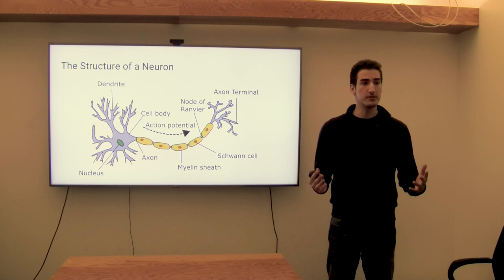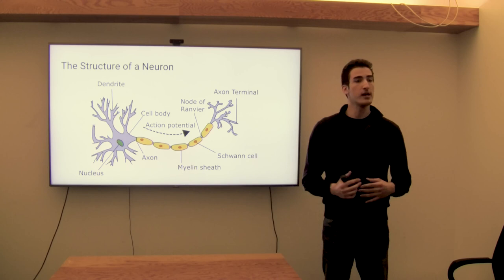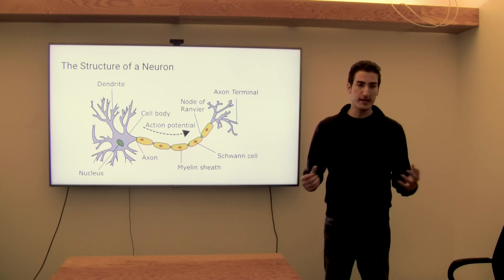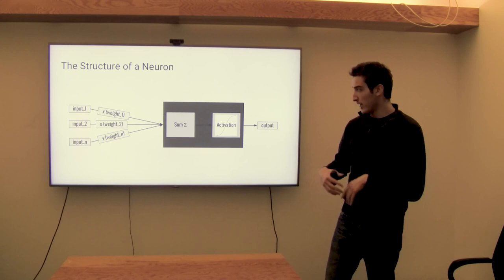And it sums these action potentials and then compares them to a certain threshold that it has internally, and that would determine whether or not this neuron would fire an action potential. And that very simple idea can actually be replicated in code. So an artificial neuron looks very much like a natural one.